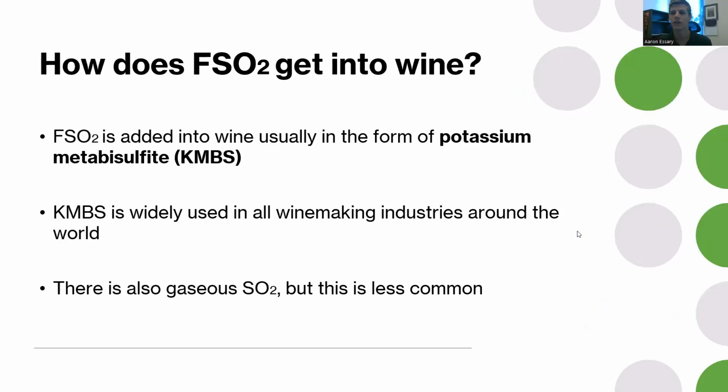Okay, how does free SO2 get into wine? Free SO2 is added into wine, usually in the form of potassium metabisulfite. Shorthand is KMBS. KMBS is widely used in all winemaking industries around the world. I mean, everybody uses it. There's also such a thing as gaseous SO2, but this is much less common. Only really large, big wineries or research wineries and labs use gaseous SO2. But for the most part, it's just potassium metabisulfite, shorthand KMBS.